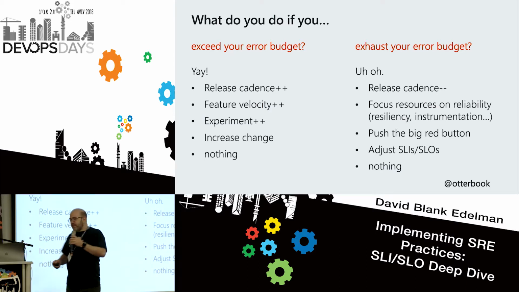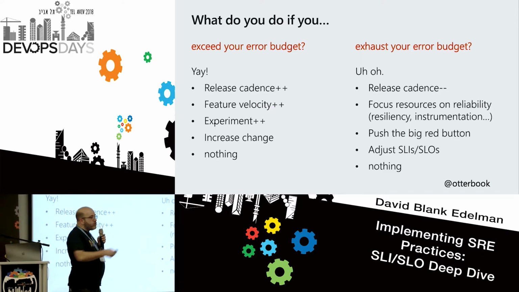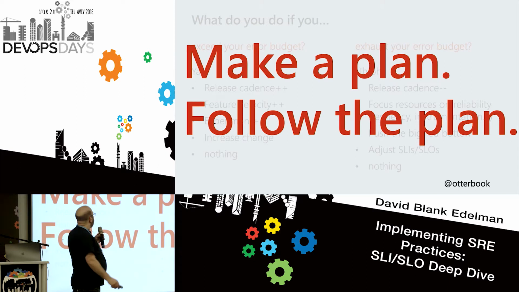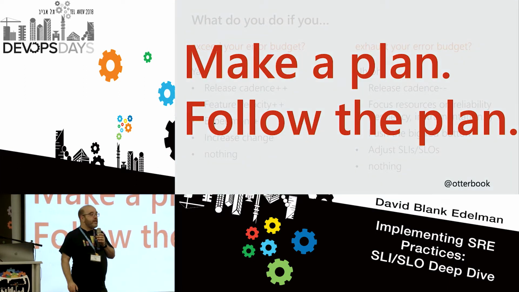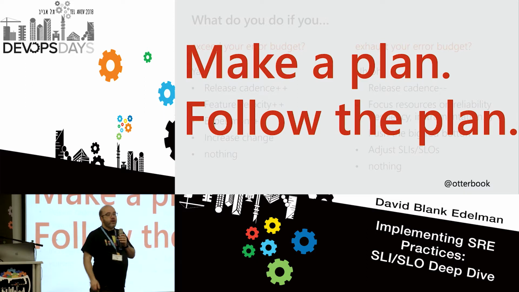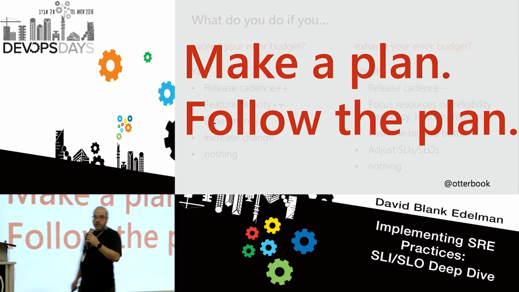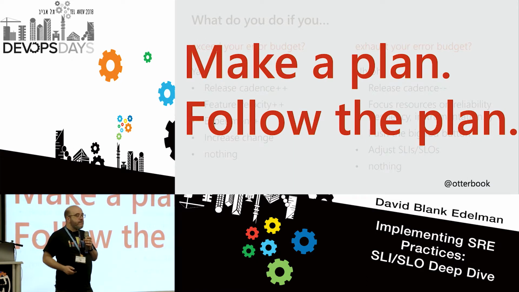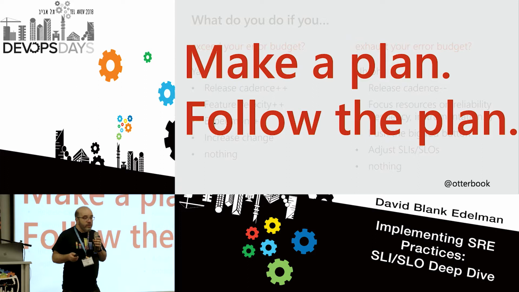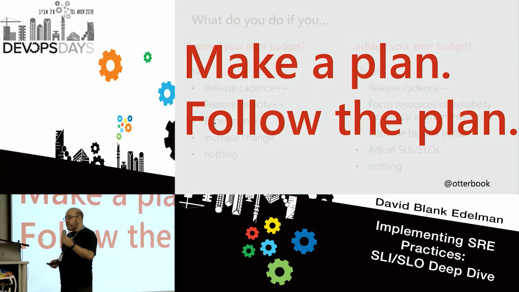So, great. Here's the key thing. No matter what you do when any of these things happen, make a plan and follow your plan. Don't be sitting around on Thursday or Friday saying, hey, we have exhausted our error budget, what do you think we should do? I don't know, what do you think we should do? You don't want to be doing that. You want to have a plan in place and you want to follow that plan. Feel free to adjust it later, but the key thing to understand is that when this happens, make a plan and follow the plan.